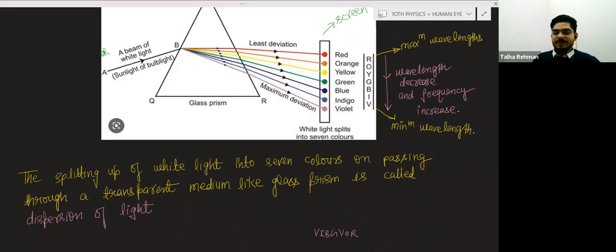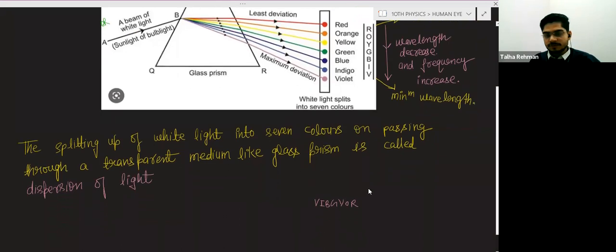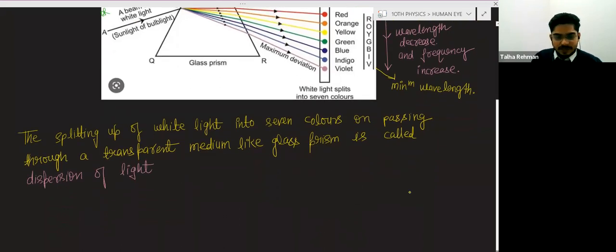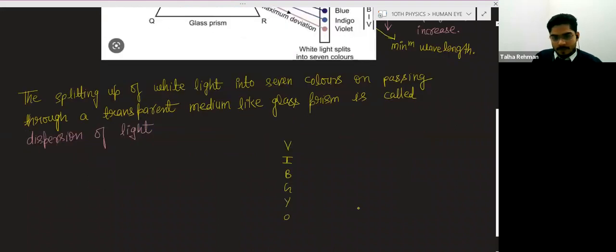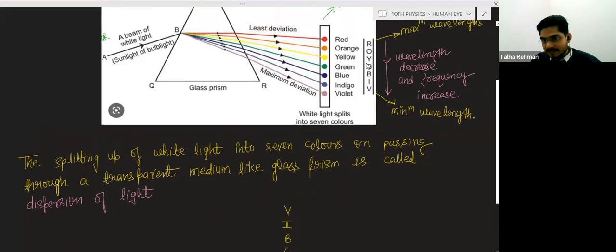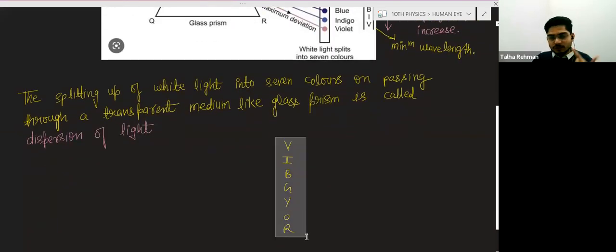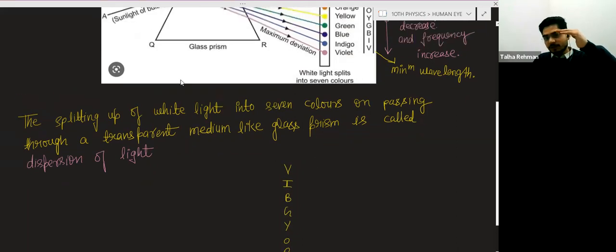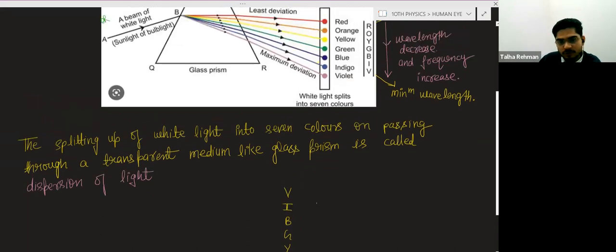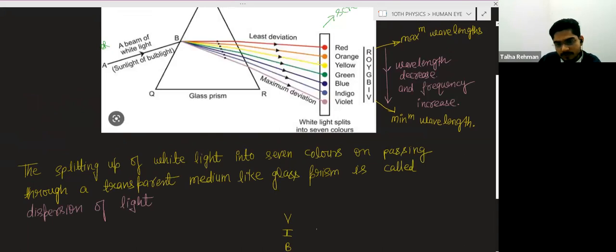So which color will be least deviated? The red color will be least deviated. So what is the meaning of VIBGYOR? You can just learn it like this, but you will remember that least deviated will be the red color. The pattern will be red, orange, yellow, green, blue, indigo, violet. In case you have forgotten, you will use VIBGYOR, but remember red will be the first color when you draw this diagram.